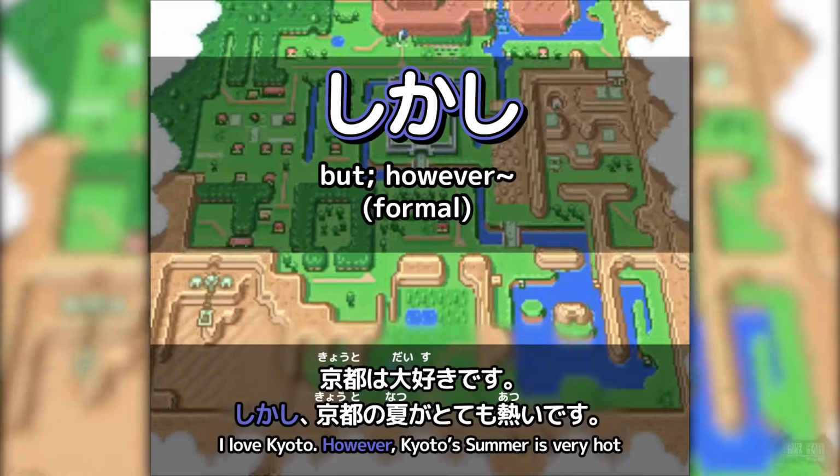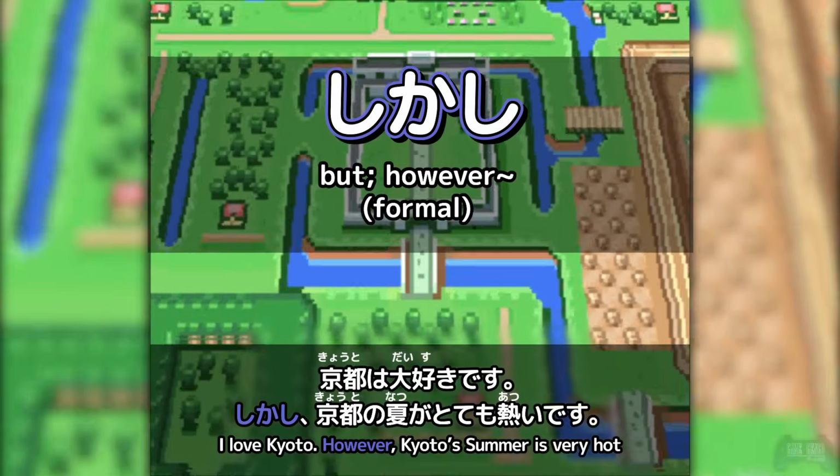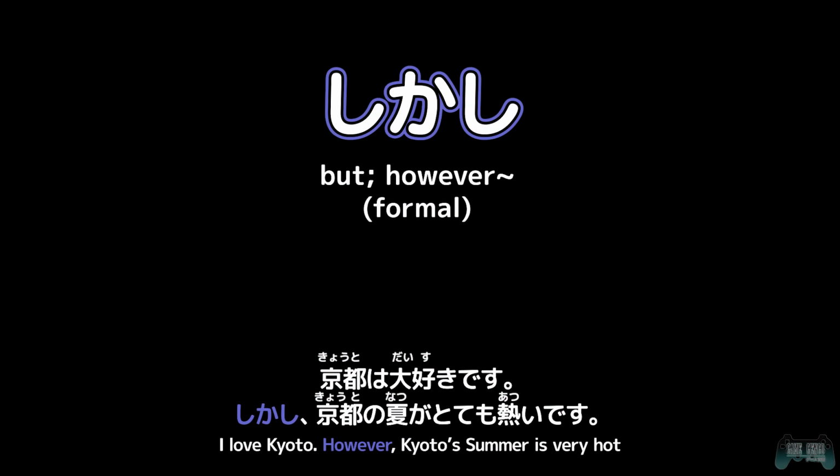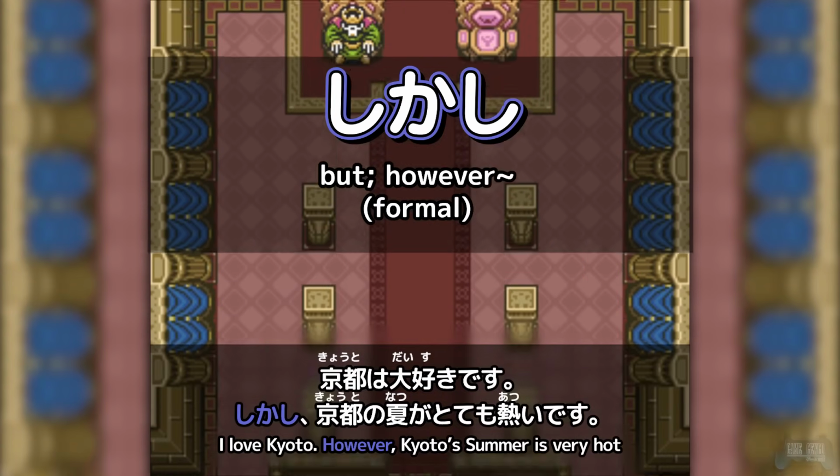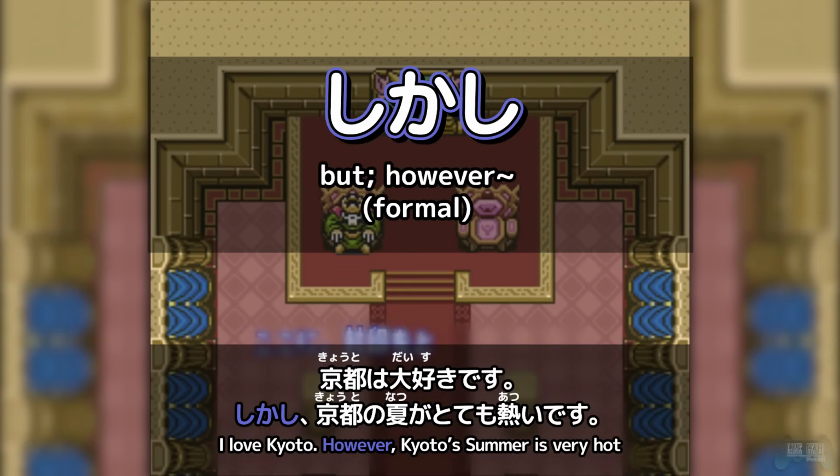So, Kyoto wa daisuki desu. Shikashi, Kyoto no natsu ga totemo atsui desu. I love Kyoto. Full stop. End of sentence. However, Kyoto's summer is very hot.